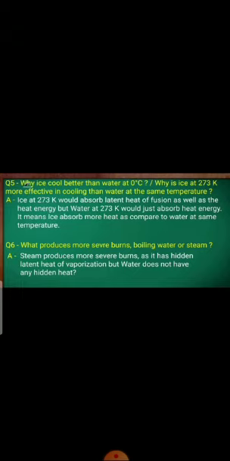Now, what produces more severe burns, boiling water or steam? Here one thing we have to remember: steam has an extra amount of heat energy, in the form of latent heat of vaporization, the hidden heat. So steam will produce more severe burns as compared to boiling water.